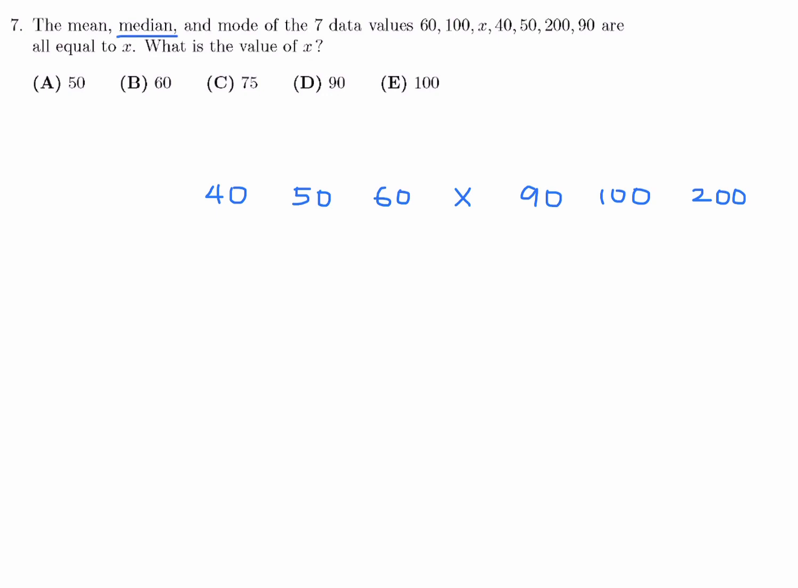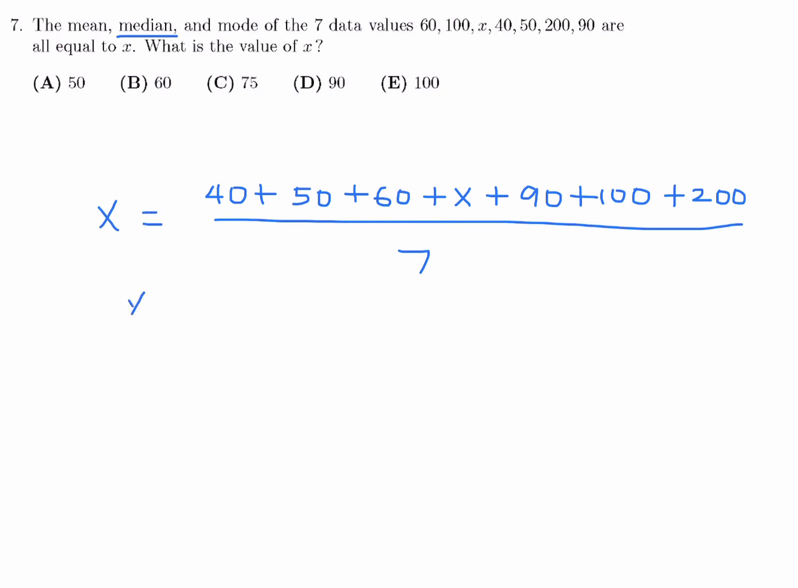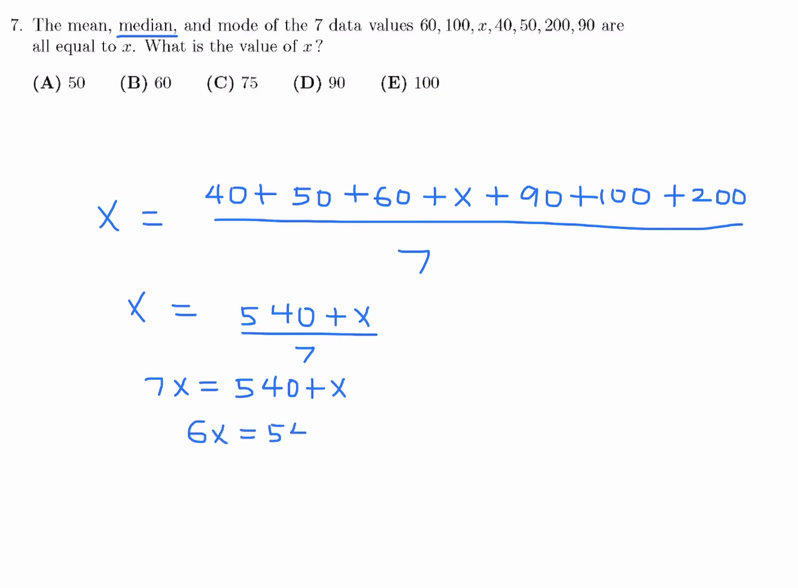The mean is obviously adding all these guys and dividing by 7. And that, interestingly, is also equal to x. So that means when you add these, what do we get here? 540 plus x is equal to 7. Cross multiply, get 7x is equal to 540 plus x, and that means 6x is equal to 540. So x is equal to 90.